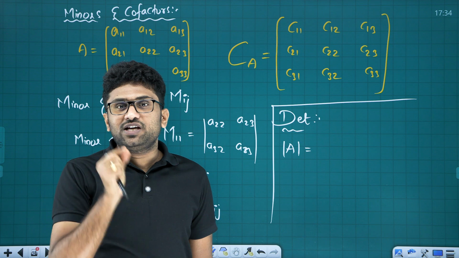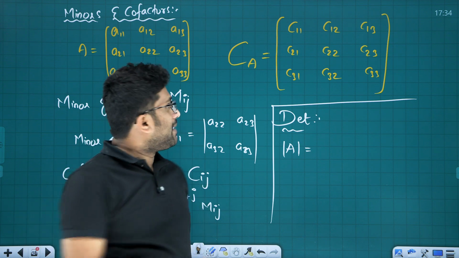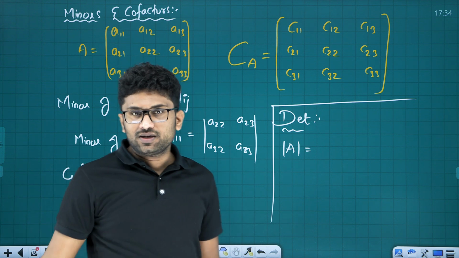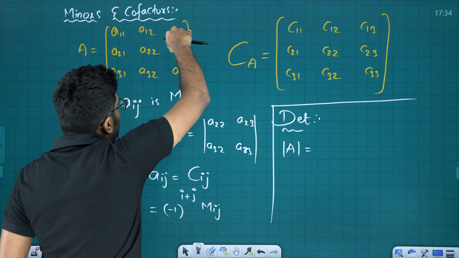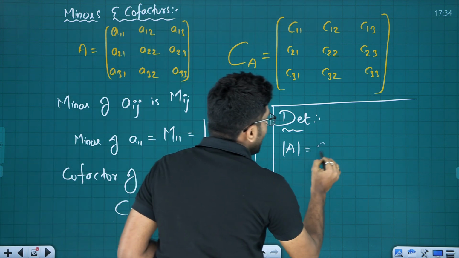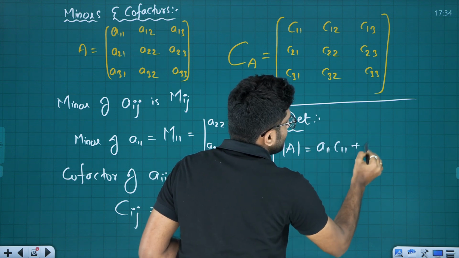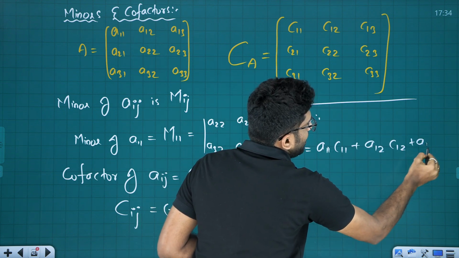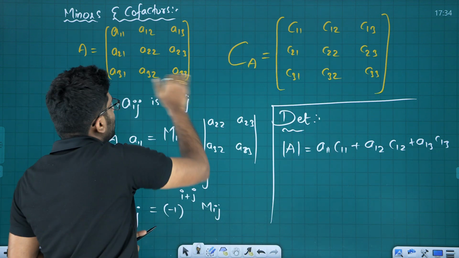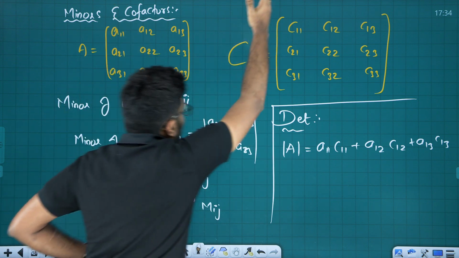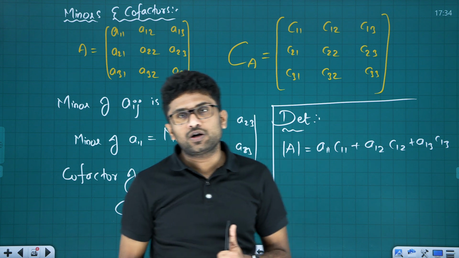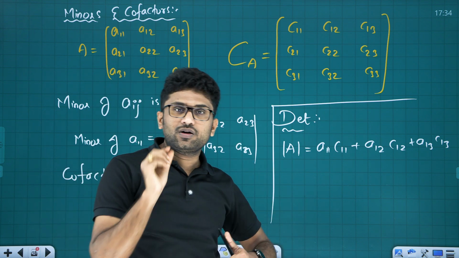The sum of the product of the elements of any row or column by their corresponding cofactors of the same row or same column is said to be the determinant. So that means if we take first row elements, then we have to take first row cofactors. So det A is equal to A11 into C11 plus A12 into C12 plus A13 into C13, or second row elements with second row cofactors, third row elements with third row cofactors, first column elements with first column cofactors, second column elements with second column cofactors, third column elements with third column cofactors. We get the determinant of that square matrix.